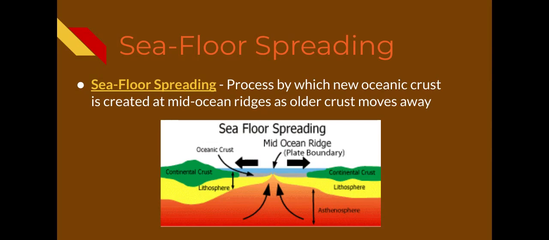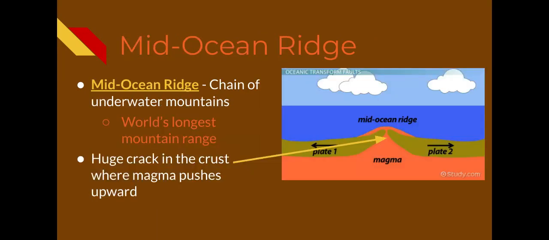So what is seafloor spreading? Seafloor spreading is the process by which new oceanic crust is created at mid-ocean ridges as older crust moves away. Mid-ocean ridges are found under the ocean, and this is where there's actually a crack between the plates where magma is able to reach the surface and causes things to be spread apart. So the mid-ocean ridge is a chain of underwater mountains.